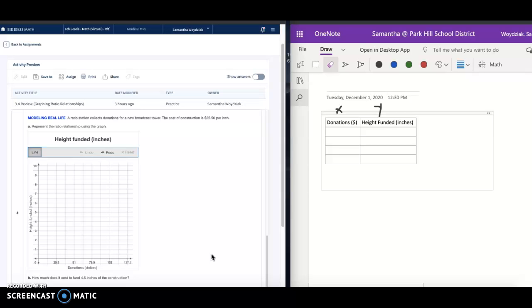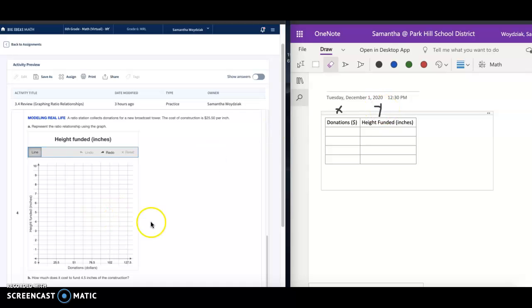Well, what I notice is that if I look in the problem, it actually only gives me one coordinate pair. It only gives me one set of coordinates because it says the cost of construction is $25.50 per inch. If you take a look to the right, I created a table over here with donations in money and then height funded in inches. Notice that I labeled it X and Y.